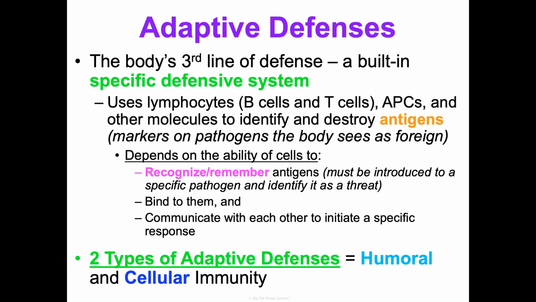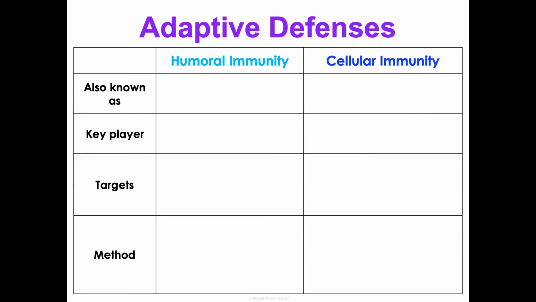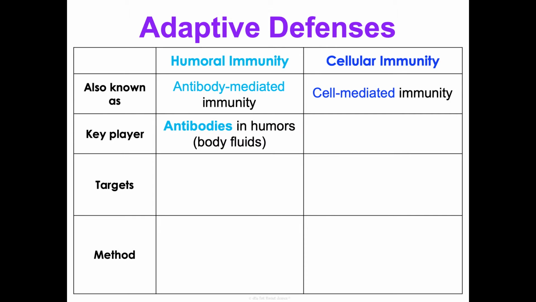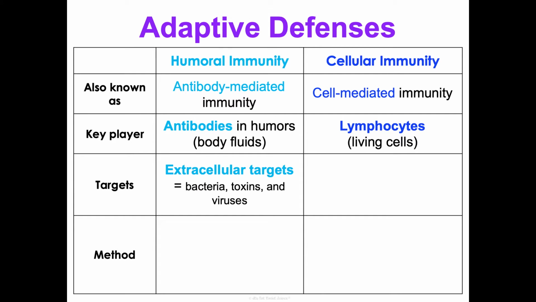And we basically have two types of adaptive defenses, our humoral and our cellular immunities. So we're going to do a broad overview of them first, and then we're going to talk about each one individually. So humoral immunity is also known as antibody-mediated immunity, while cellular immunity is cell-mediated immunity. And the reason they get these alternate names is because of the key players. So humoral immunity, the main player here are our antibodies, which are in our humors or our body fluids. Whereas cellular immunity, the key player is living cells, which are your lymphocytes, your T cells and your B cells.